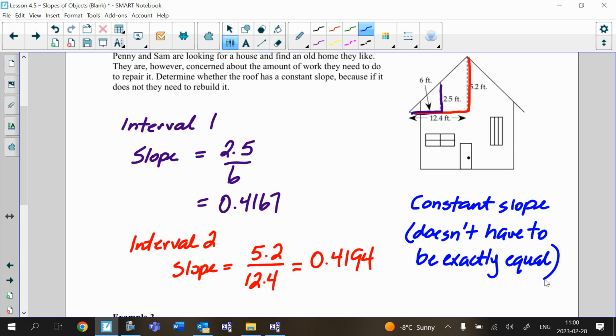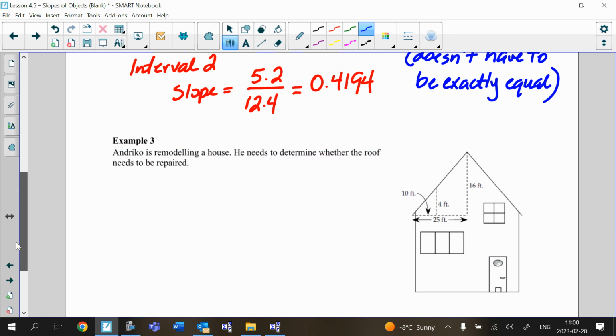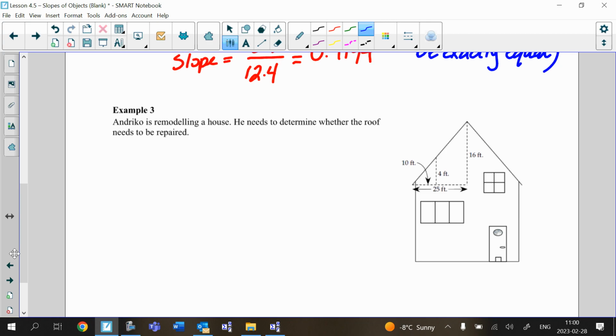We tried the next one, do it the same way. This guy's remodeling the house, needs to see if the roof needs to be repaired. So again, it's the same steps. For this interval, it's a rise of 4 divided by a run of 10. Slope equals a rise of 4 over a run of 10. And then just divide it and express it in decimal, because decimals are easier to compare than fractions.